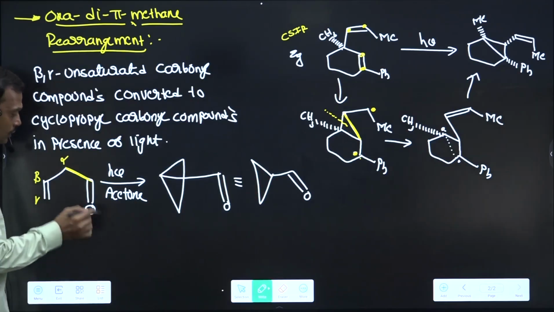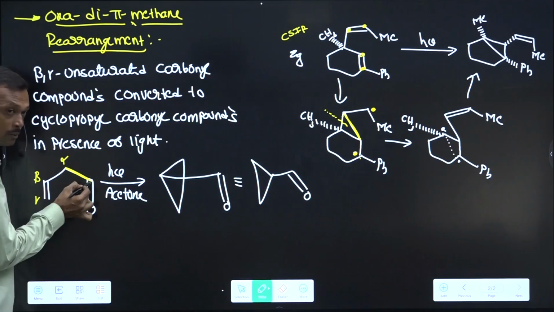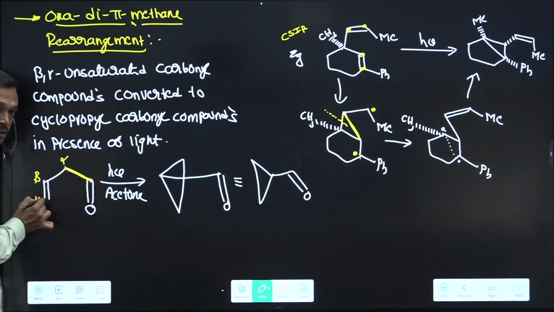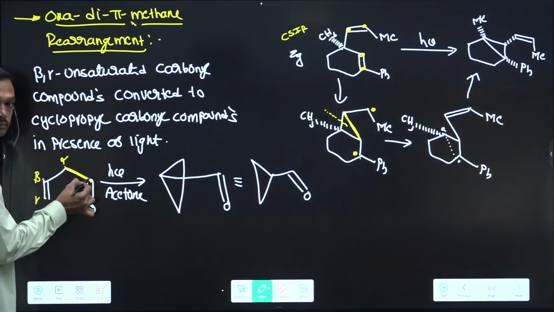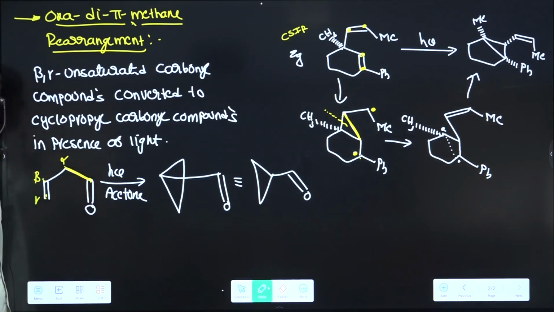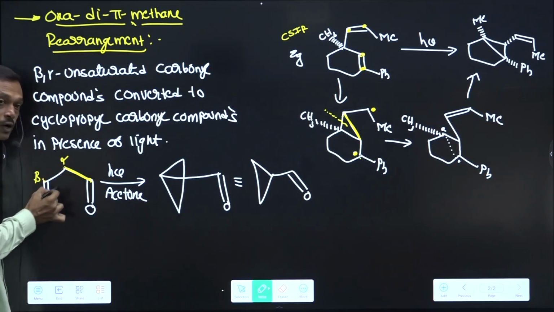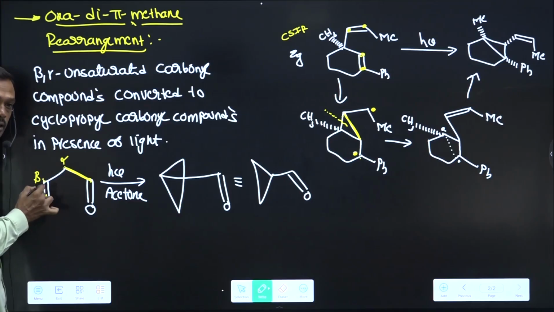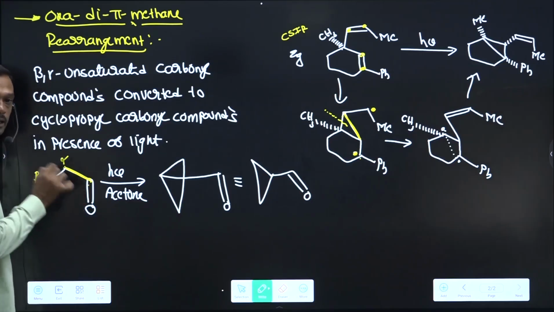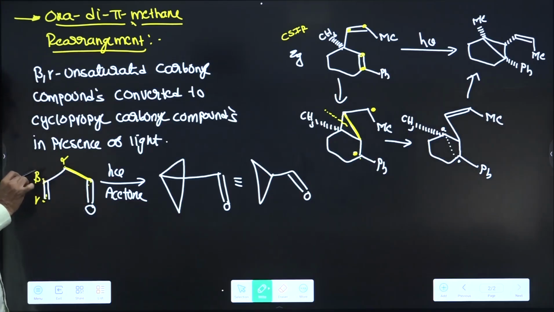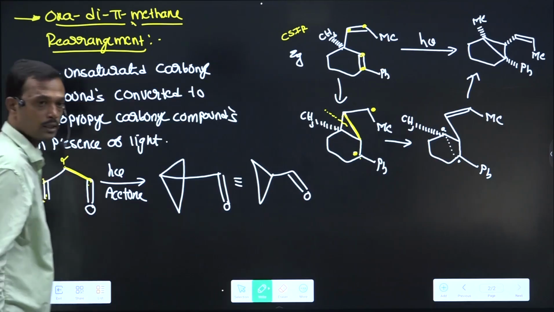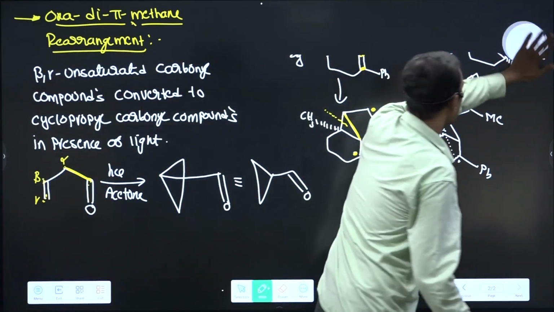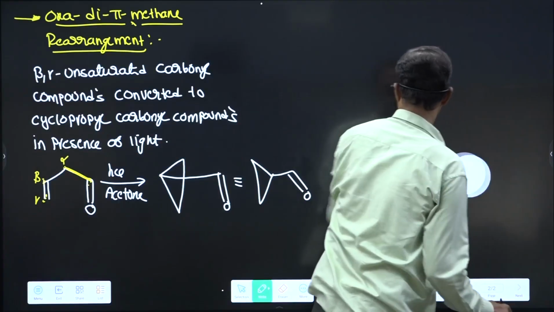The shortcut is, remember: first you break the bond between alpha and carbonyl. Join alpha and gamma, join beta and carbonyl. Join these two, join these two. This technique can help you write the answer without any mistake. Before that, first you need to break the bond between alpha and carbonyl. Just listen, don't write.